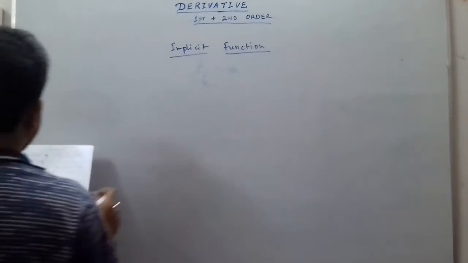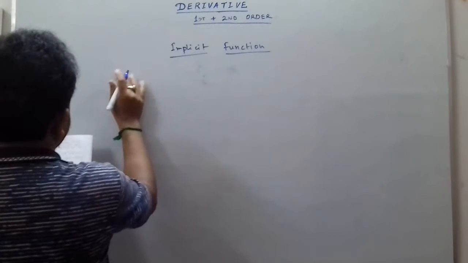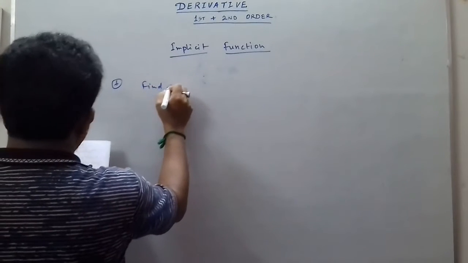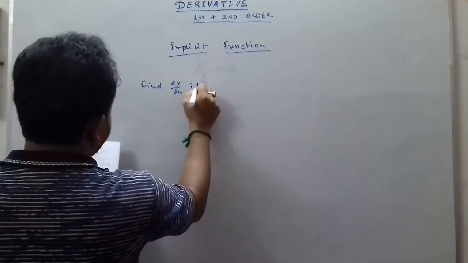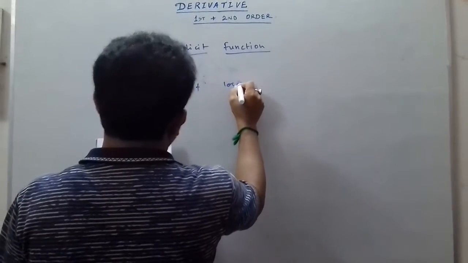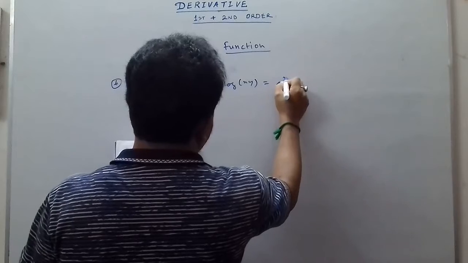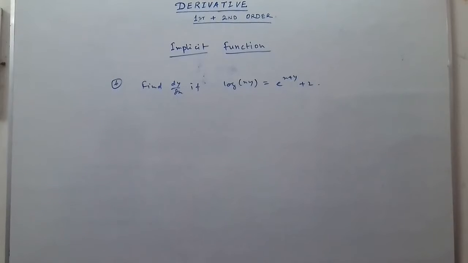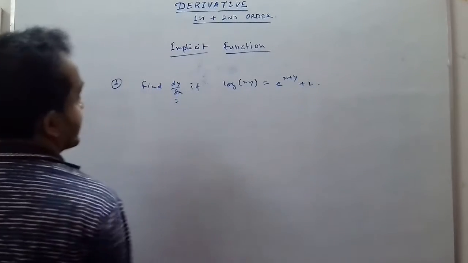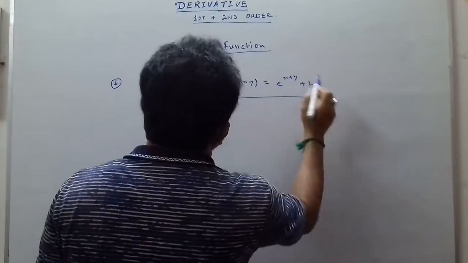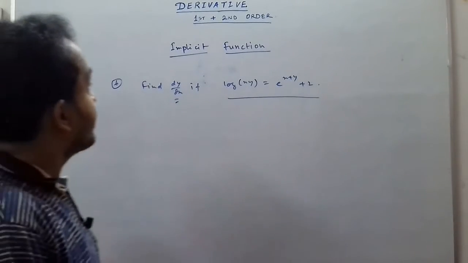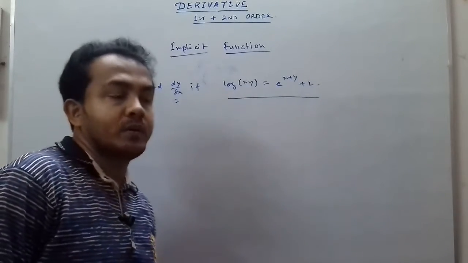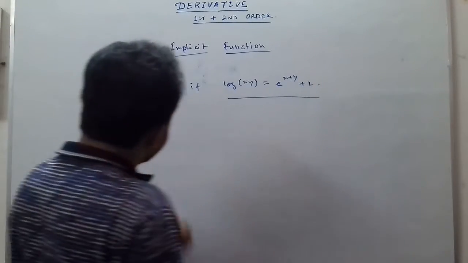and let us take the function as say problem number 6. Find dy by dx if logarithm of xy is equal to e power x plus y plus 2. We have to find out the derivative of y with respect to x, that is dy by dx, when this implicit function was given. This is an implicit function because an implicit function involves two or more variables in an equation form.